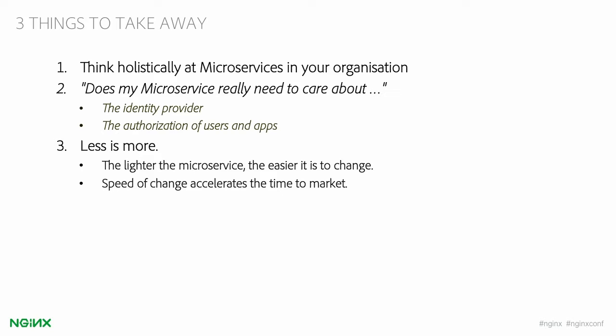That makes some nice patterns. A company may come with a different authentication mechanism into your organization, and all you have to do to support that is change a single layer, which is the gateway layer. So we built some nice patterns around it. And three is less is more. The lighter the microservice, the easier it is to change.